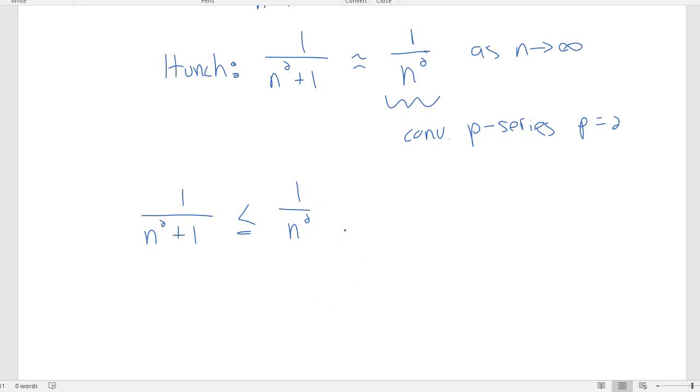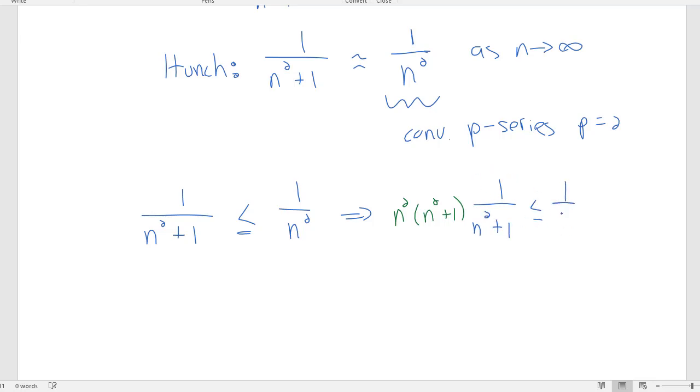Now we could do a little bit of algebra here to justify my statement that I just said. The common denominator here is n squared plus 1 times n squared. So it's like I'm multiplying the left-hand side by n squared times n squared plus 1.